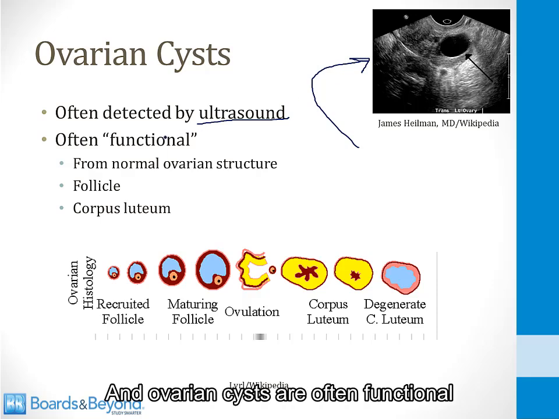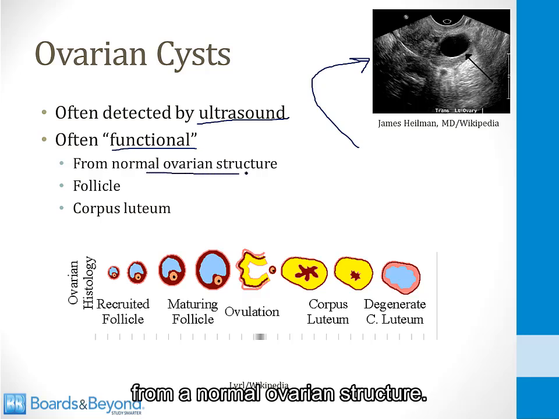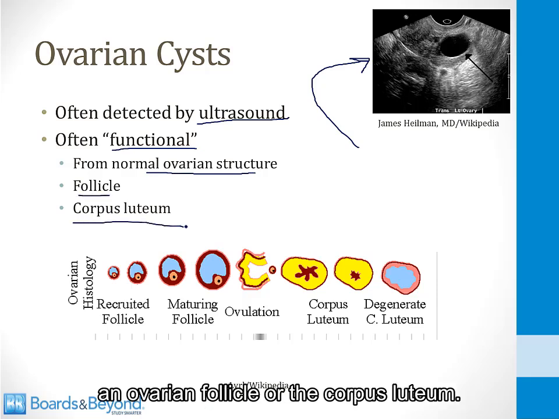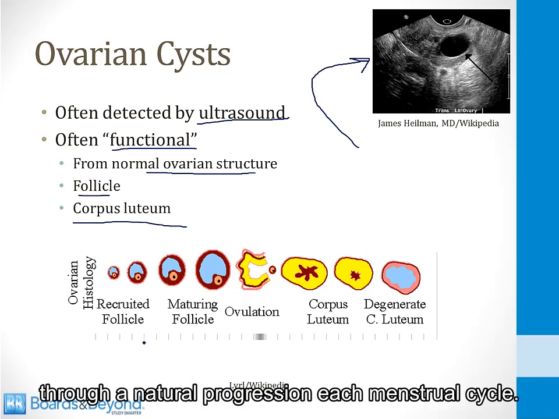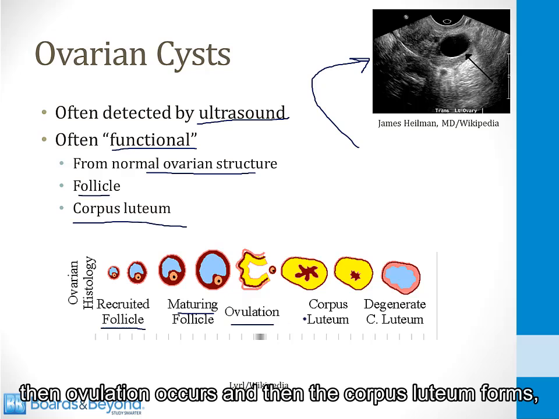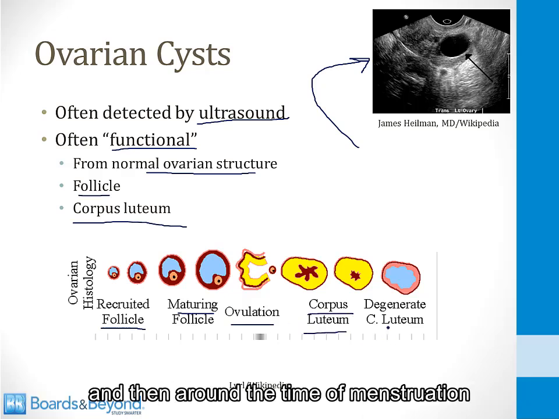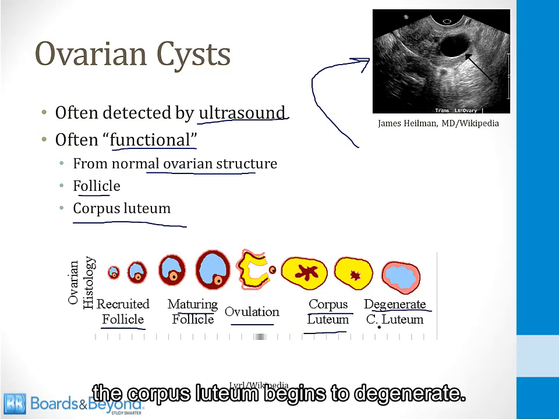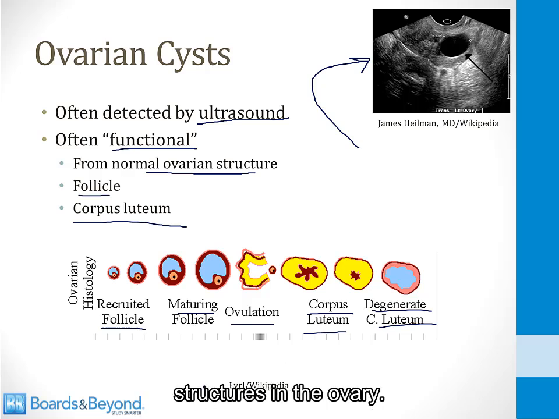And ovarian cysts are often functional, and by functional I mean they usually come from a normal ovarian structure, so many times they derive from an ovarian follicle or the corpus luteum. By way of review, the follicles in the ovary go through a natural progression each menstrual cycle, so some follicles are recruited and mature, then ovulation occurs, and then the corpus luteum forms, which secretes progesterone, and then around the time of menstruation, the corpus luteum begins to degenerate. So functional cysts usually result from one of these normal structures in the ovary.